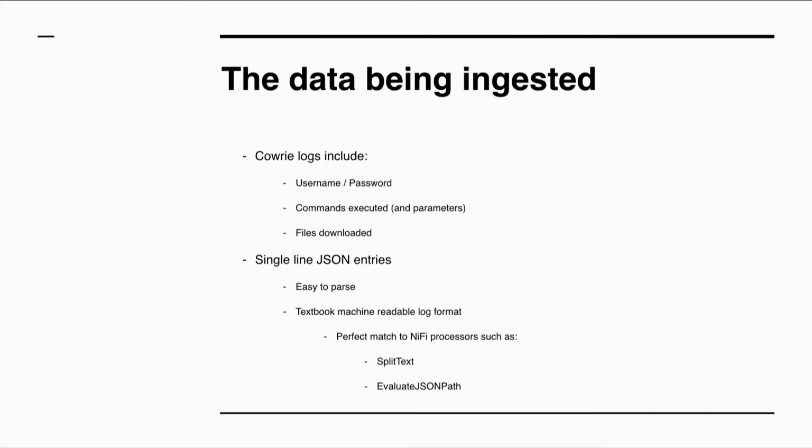And like I said, these are all JSON entries. Cowrie formats them very nicely. They're single line. They're easy to parse. And we have some NiFi processors that are out of the box, perfect matches for these: split text and evaluate JSON path. Now, split text was to split these into individual flow files, and that's because some of the custom processors that we wrote depended on each flow file having one log entry in it.